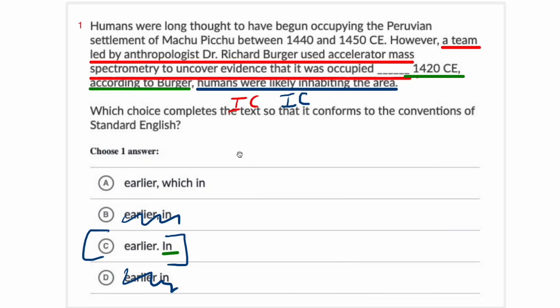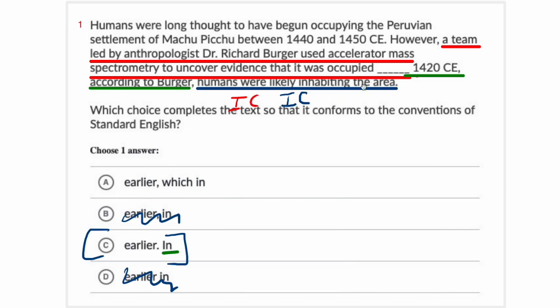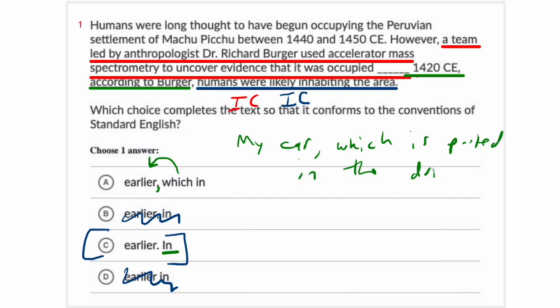The problem with A is that it could have said something like, that it was occupied earlier, which. When you go with the comma and the which, it needs to be modifying the thing that comes right before it. And it doesn't make sense here to think of which as modifying earlier. Let me think of a counterexample of when you might want to use which. My car, which is parked in the driveway, has a flat tire. Which is modifying or referring to car. In this case it does not make sense referring to earlier, so that's not going to work. So the answer is C.